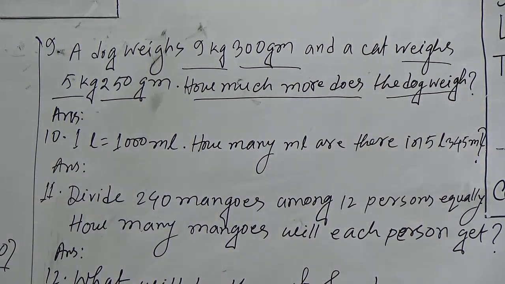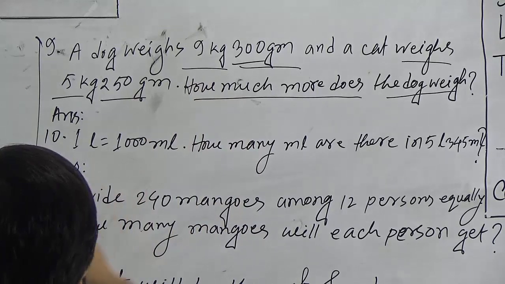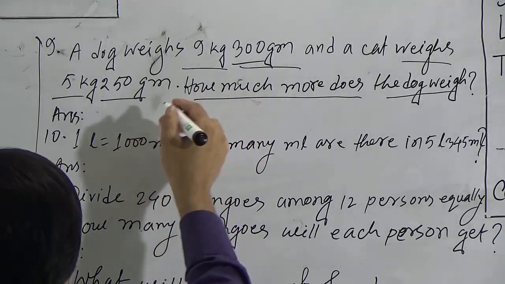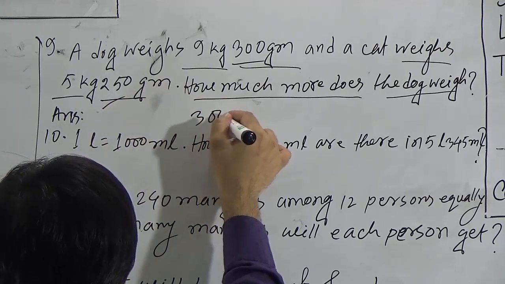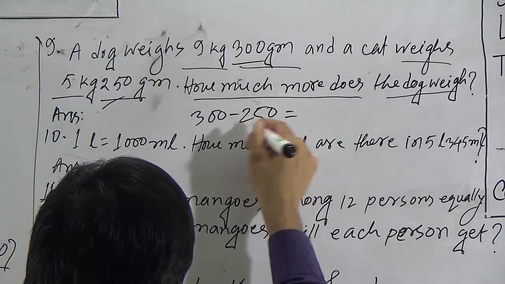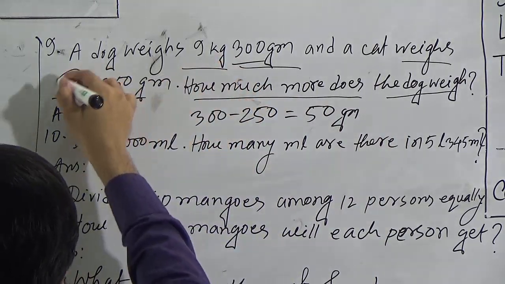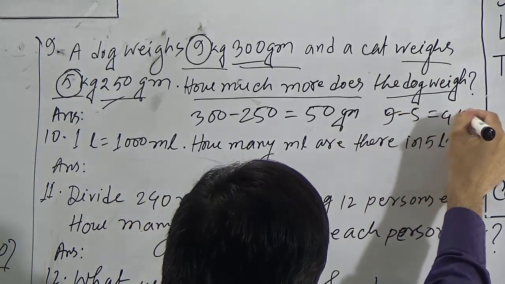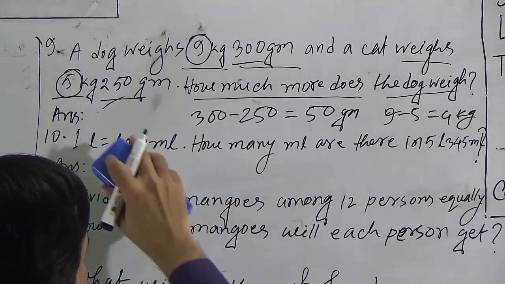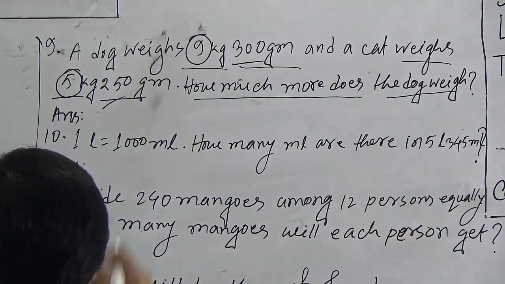It means that if we subtract the weight of a cat from the weight of a dog, we will get the required answer. To subtract, we have to subtract the amount of gram from the amount of gram. If we subtract 250 from 300, we will get 50 gram. And if we subtract 5 kg from 9 kg, 9 minus 5, it will be 4 kg. It means that our required answer will be 4 kg 50 gram.